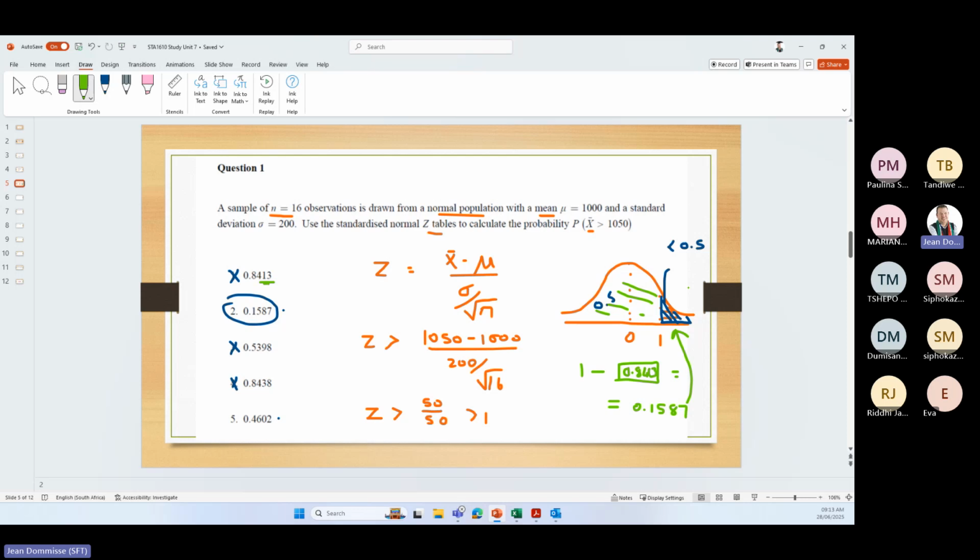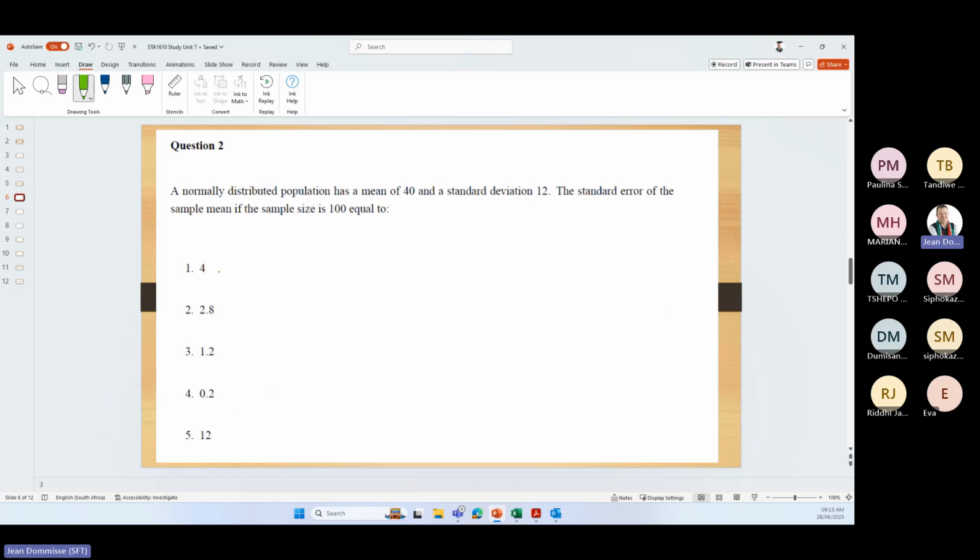Okay, so let's just look at the next question. Just first, this was purely a question of getting the Z, from the Z going to get to your probability. So now a question, again, they tell us normally distributed, a mean of 40, standard deviation of 12, work out the standard error of a sample mean if the sample size is 100.